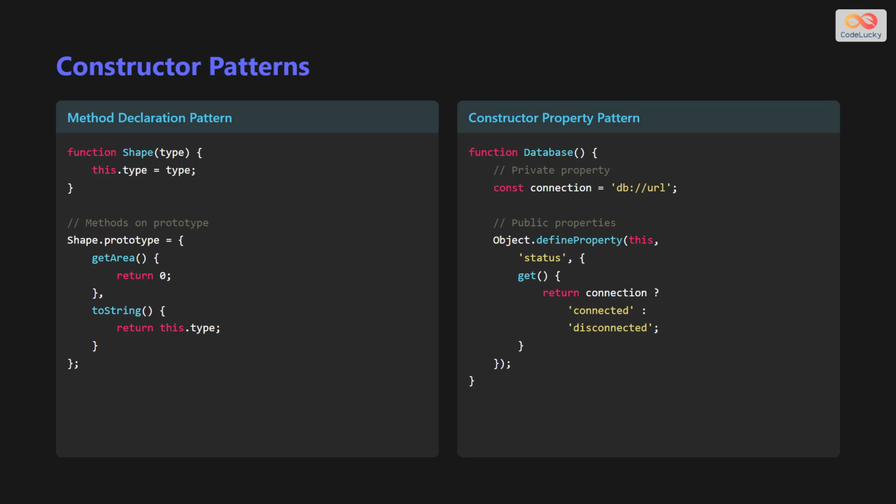In the first example, a constructor named shape is defined with a property type. The prototype property is assigned an object with two methods getArea and toString, which are shared by all the objects created using the shape constructor. In the second example, a constructor function database is defined and a connection property is created using the const keyword. Using Object.defineProperty, a status property is created with a getter method which returns connected or disconnected based on the connection.